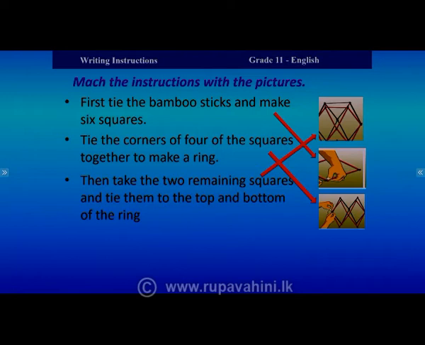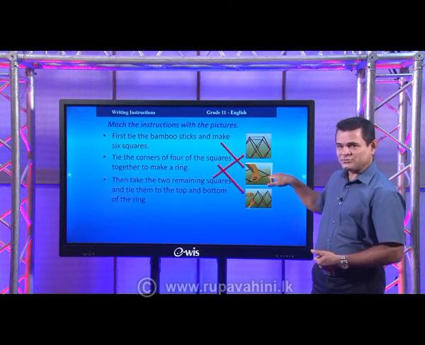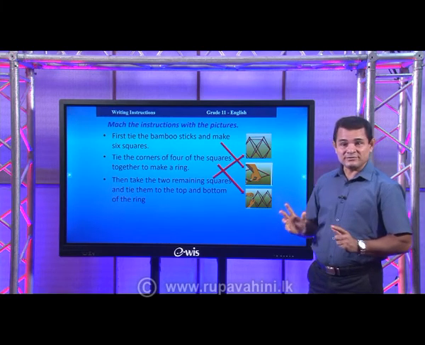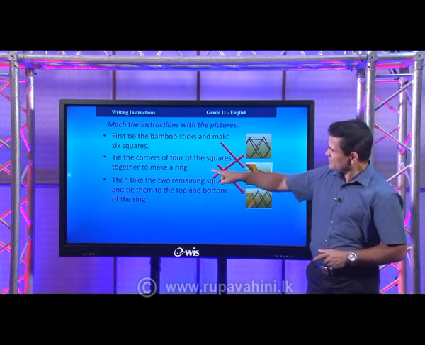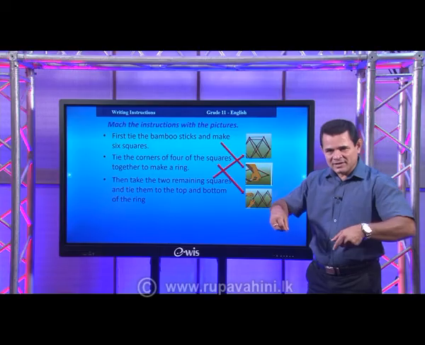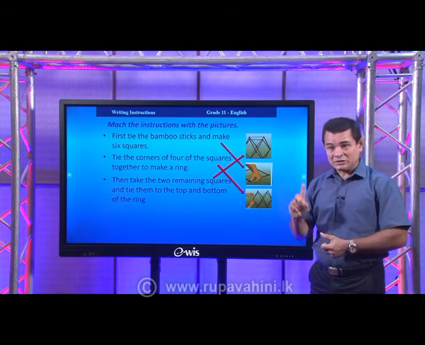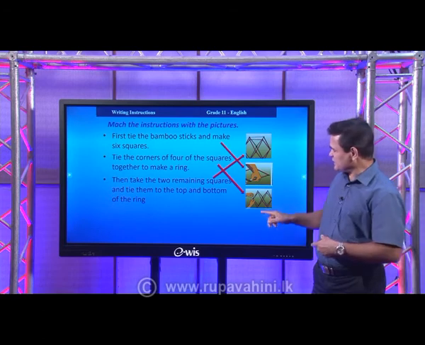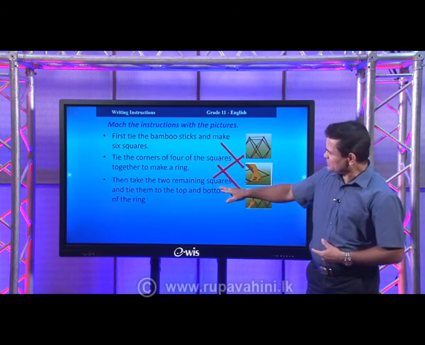Alright, now you read the instructions and look at the pictures. Now did you get these answers like this? Could you match the first one with this one to make squares? First, you make 6 squares. Next, you take 4 of the corners together to make a ring. Only the corners you take and make it a ring. It is not exactly a circle, and with these squares you make a ring with 4 squares. Then finally take the 2 remaining squares.